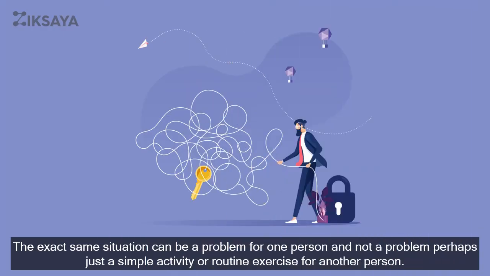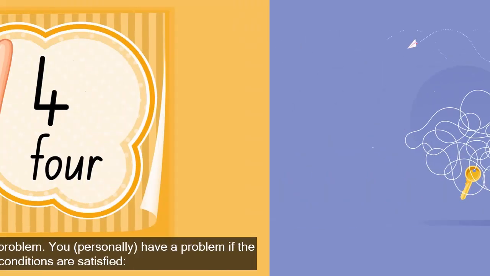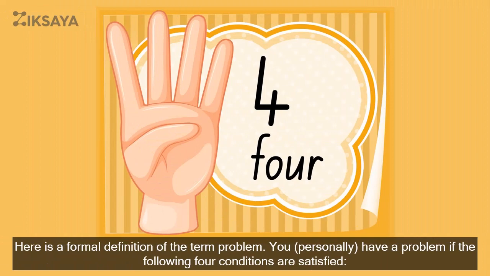The exact same situation can be a problem for one person and not a problem, perhaps just a simple activity or routine exercise for another person. Here is a formal definition of the term problem. You, personally, have a problem if the following 4 conditions are satisfied.